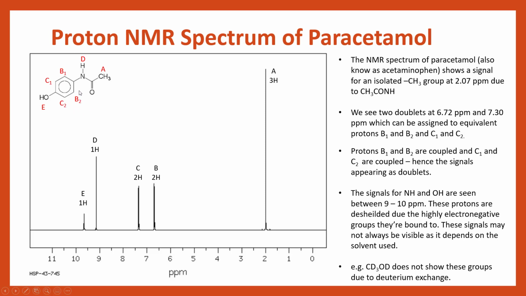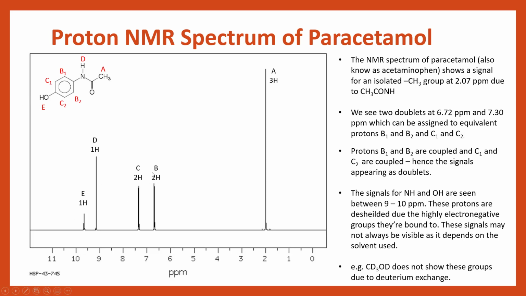But how do we know which ones? Again, we have to consider the electronegativity of the groups. B1 and B2, those represented by the B peak here, are bound to a carbon which is bound to a nitrogen. So this NH group is still going to be impacting these a little bit. The C's are bound to a carbon which is bound to an oxygen, and oxygen is just that bit more electronegative than our nitrogen. So these are probably going to be de-shielded a bit more, so pulled further down.